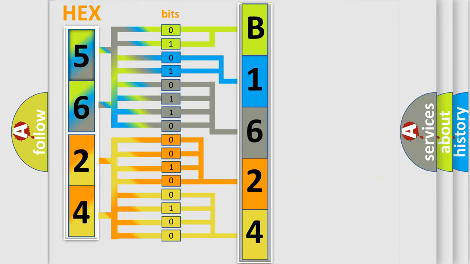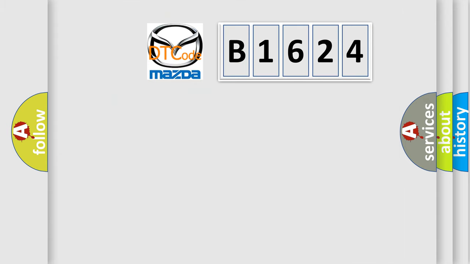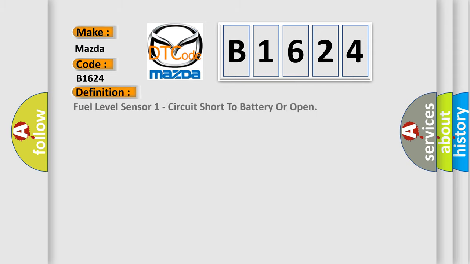We now know in what way the diagnostic tool translates the received information into a more comprehensible format. The number itself does not make sense to us if we cannot assign information to what it actually expresses. So, what does the Diagnostic Trouble Code B1624 interpret specifically for Mazda car manufacturers? The basic definition is: fuel level sensor 1 circuit short to battery or open.